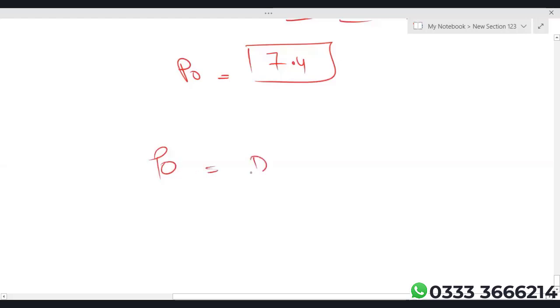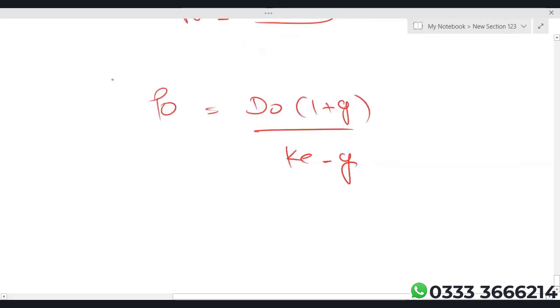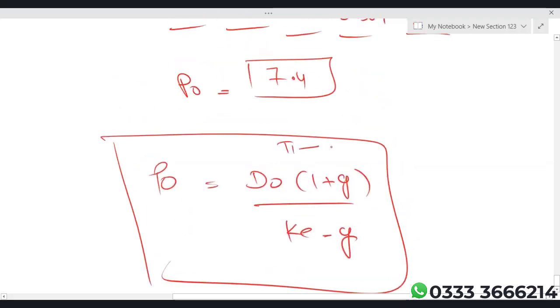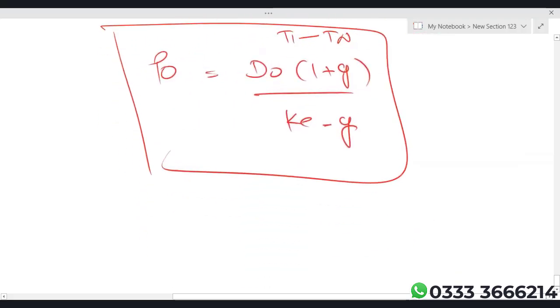P naught is equal to D naught 1 plus G upon K minus G. Whenever you need to use this formula from T1 till T infinity, then you will get the answer directly. Whatever comes, that is your final answer.